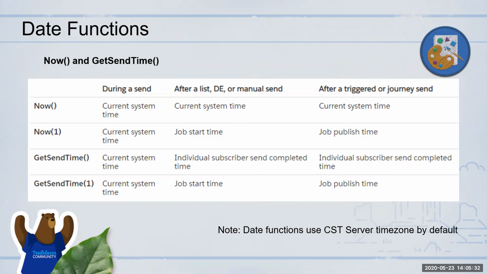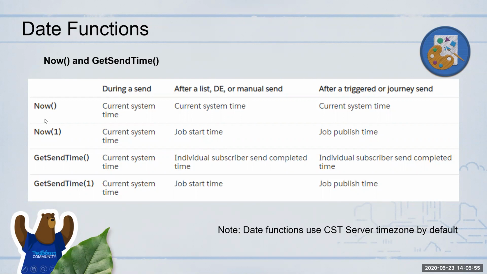The most commonly used one that we would come across is the Now function. Anytime you want to get the system date and time, this is what you would use. Keep in mind, the moment you use Now, it is always going to get the CST server time zone, because our server sits in the CST time zone. Because of that, it will give you CST time, like US Central Time.